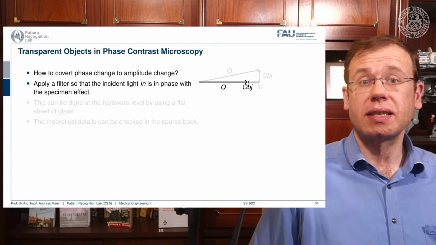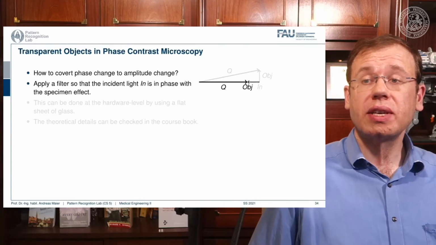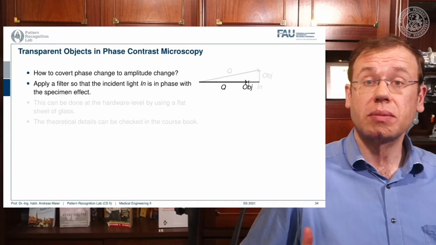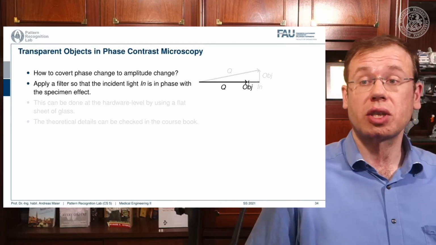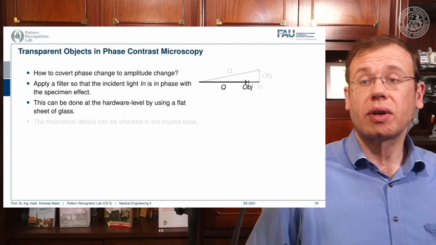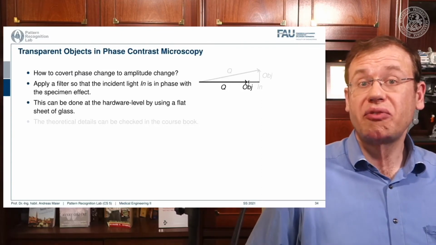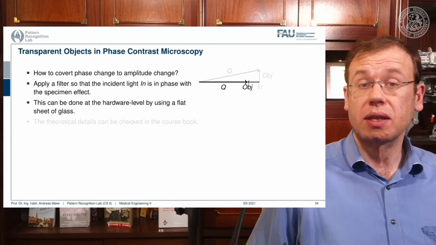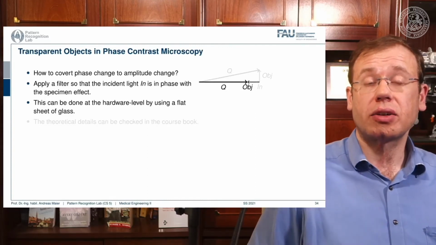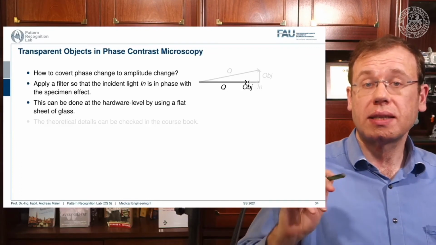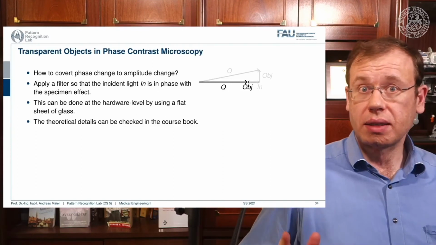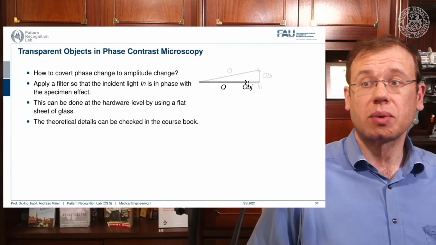And here you can see now, by using this filter, we suddenly have an effect that will be measurable in the x direction because we rotate the effect of the object into the amplitude domain. And this is done at hardware level. For example, this filter is not a convolution or something that you might be thinking about from signal processing, but it's really hardware that is entered into the microscope, and this can produce this effect. And the theoretical details about this you can find in the course book.